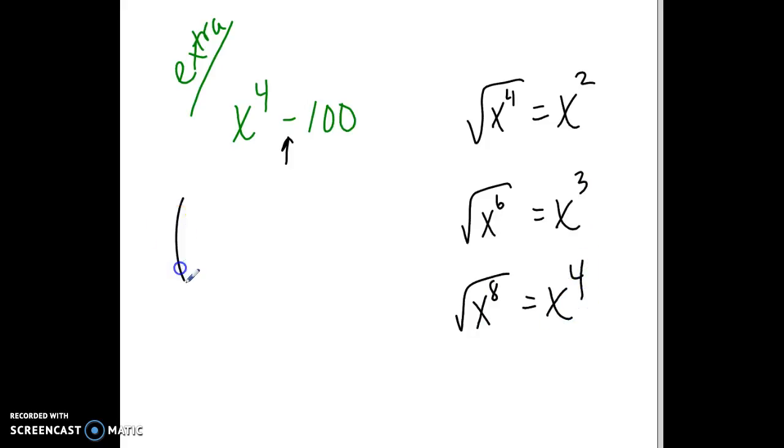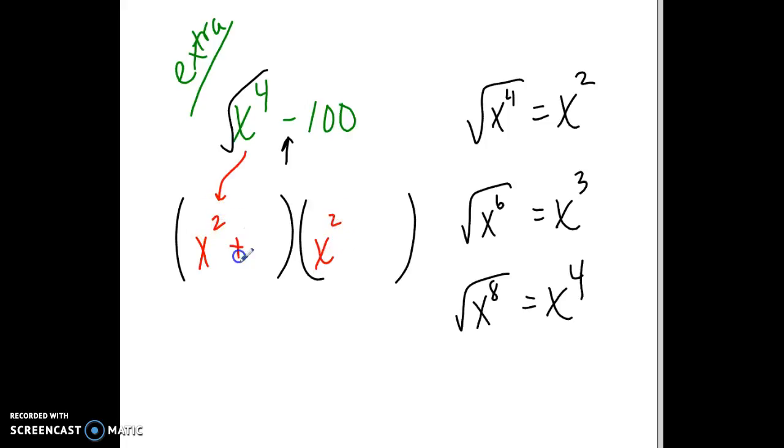Okay, so this is DOTS. The square root of x to the 4th is x squared. That goes in the beginning. Plus and minus. The square root of 100 is 10. And we're done. If it's x cubed, or x to the 5th, you cannot do that. Those are not perfect squares.